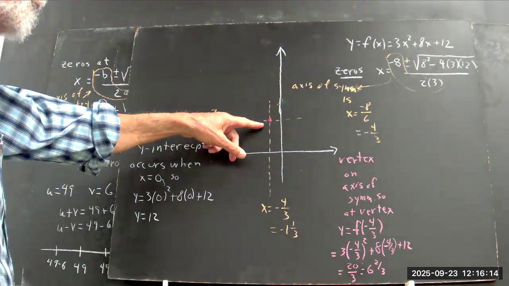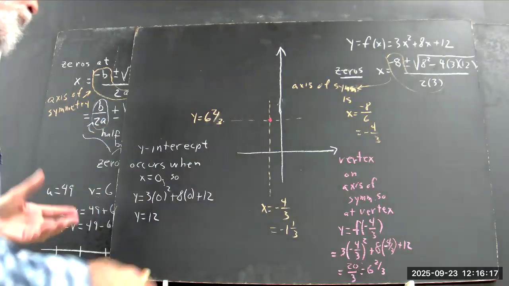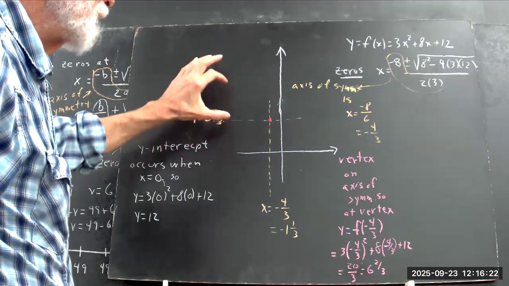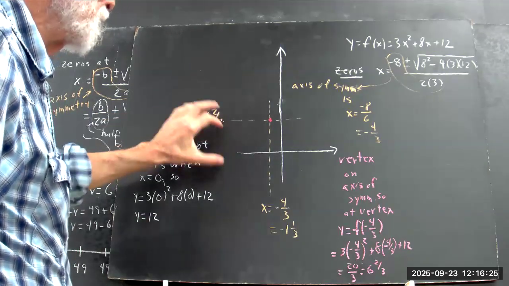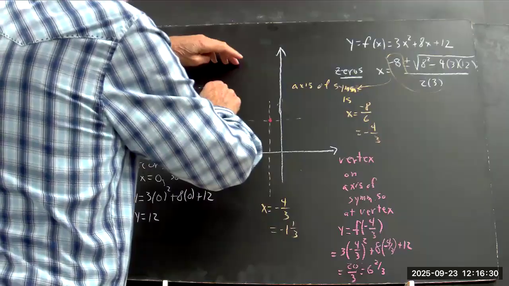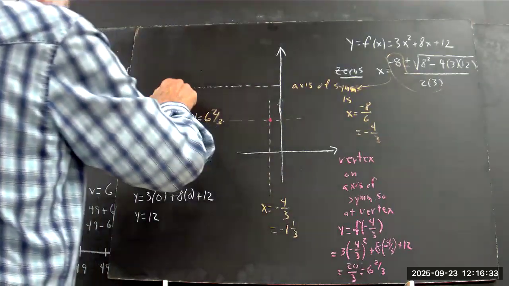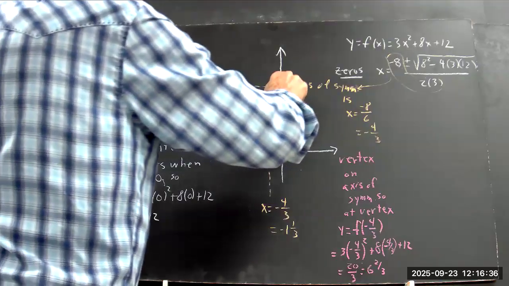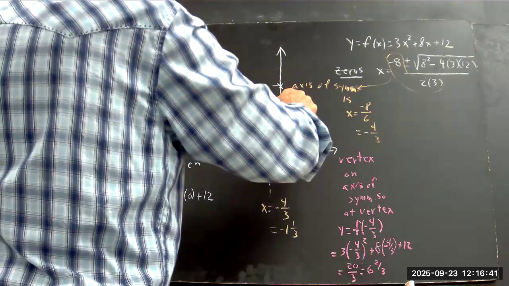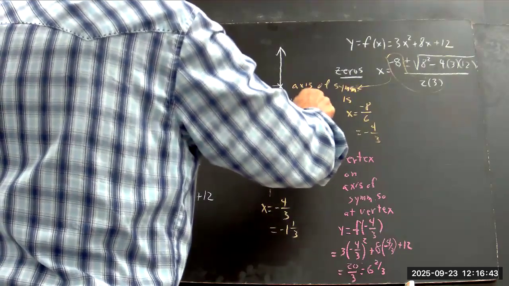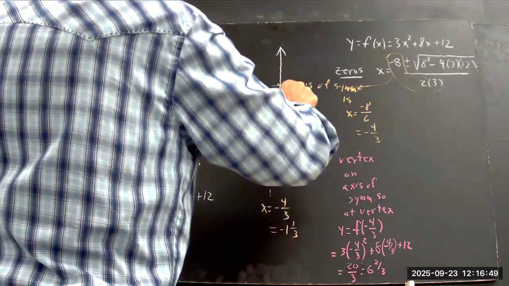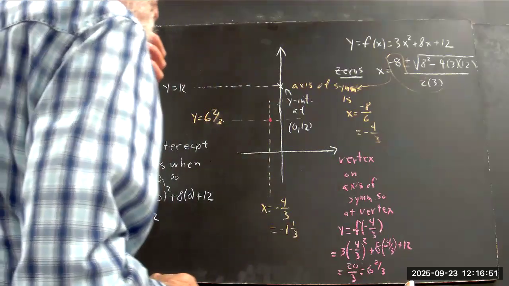Okay, this is 6 2/3. If this is y equals 6 2/3, where is y equals 12? Well, a little less than twice this distance from the axis. If this is 6 2/3, then y equals 12 is probably about here. And here's the y-intercept. It's at the point 0, 12.